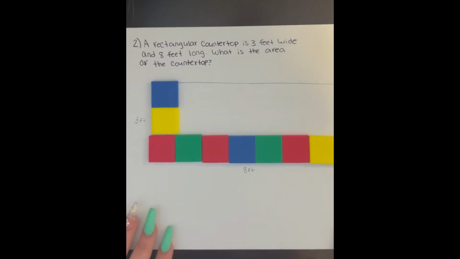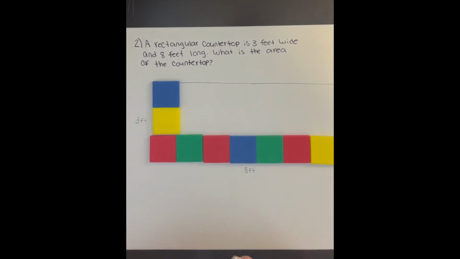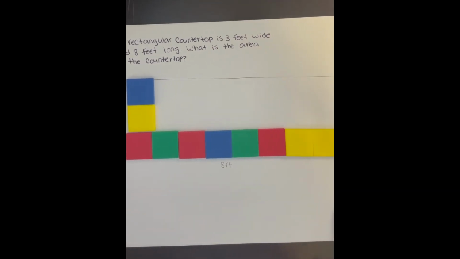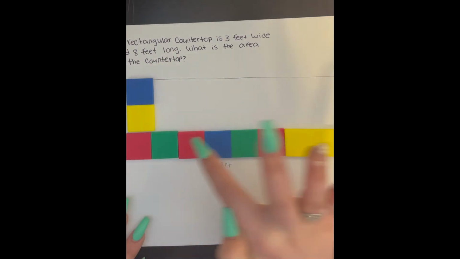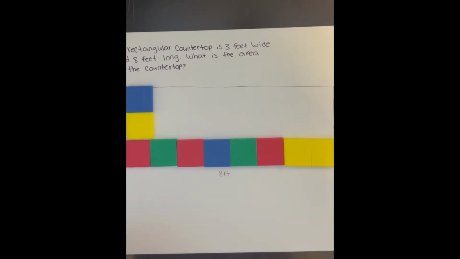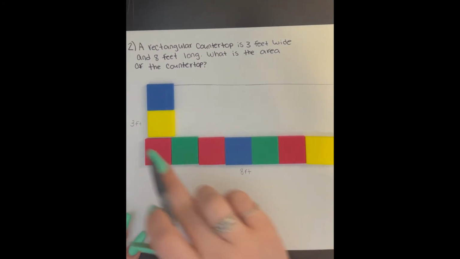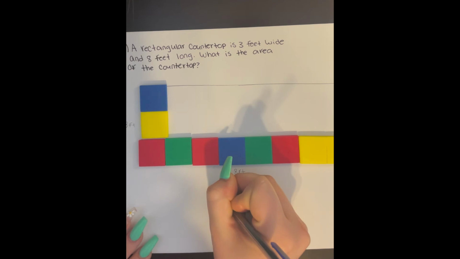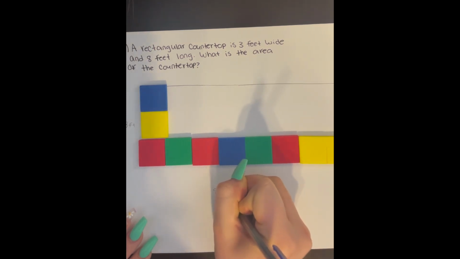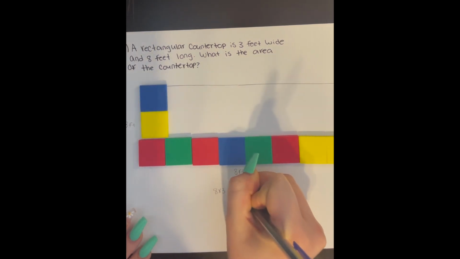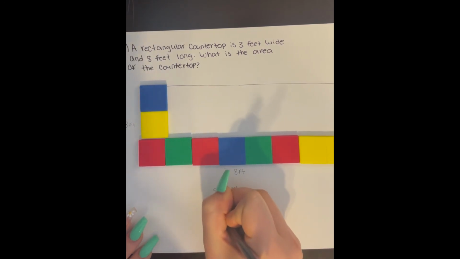To begin, our problem is a rectangular countertop is 3 feet wide and 8 feet long. What is the area of the countertop? So as you can see, the rectangle is not completely filled in this time. So the color tile's purpose this time is to help your students visualize each of the sides. And from here, all the students are going to do is multiply. So they are going to take 8 times 3. You can have them show their work at the bottom. Equals 24.